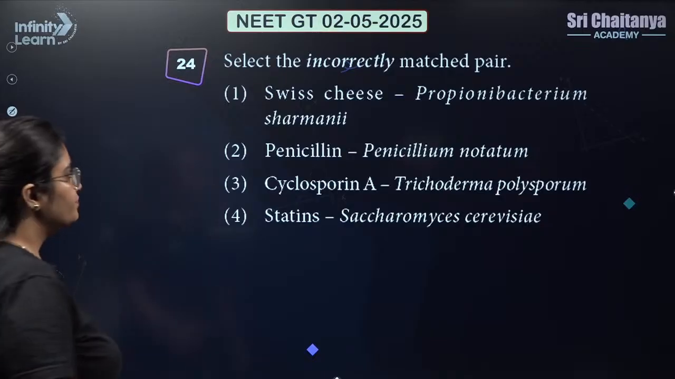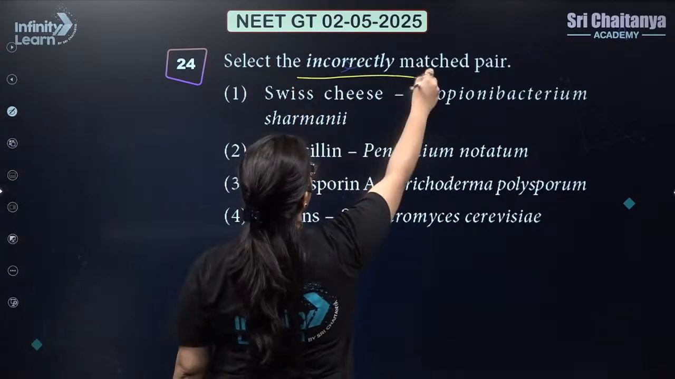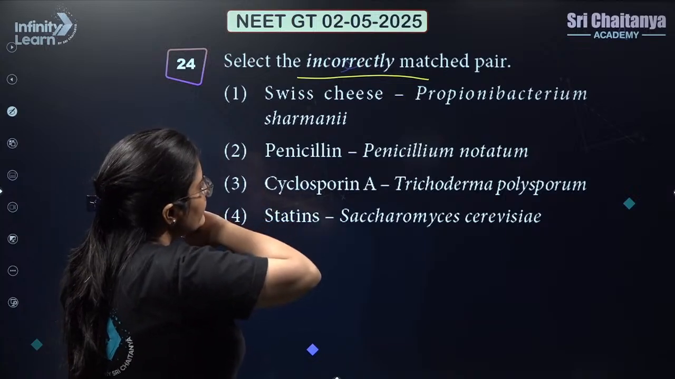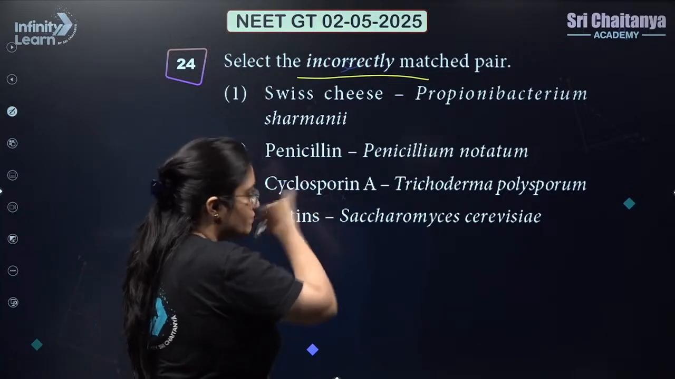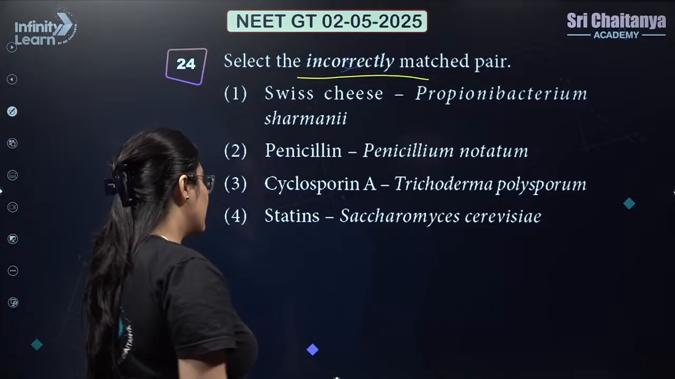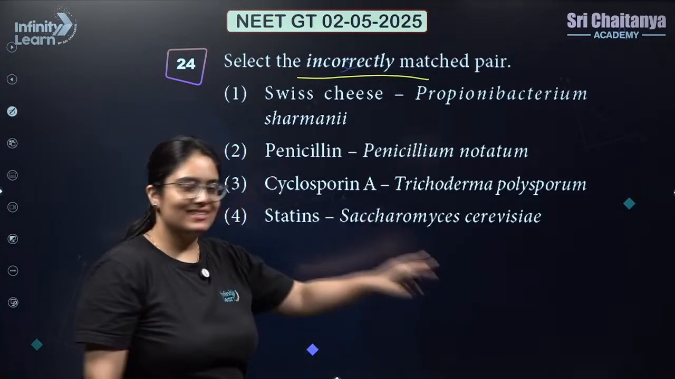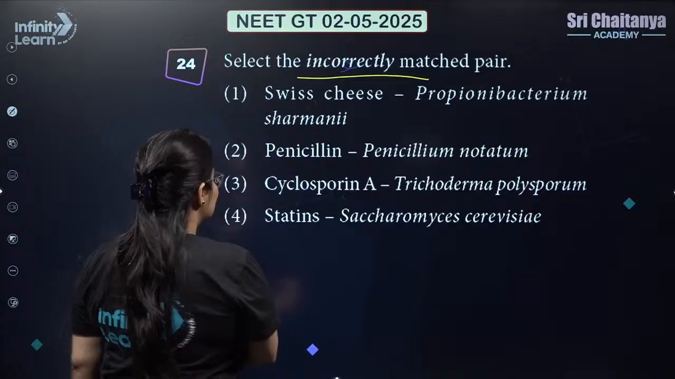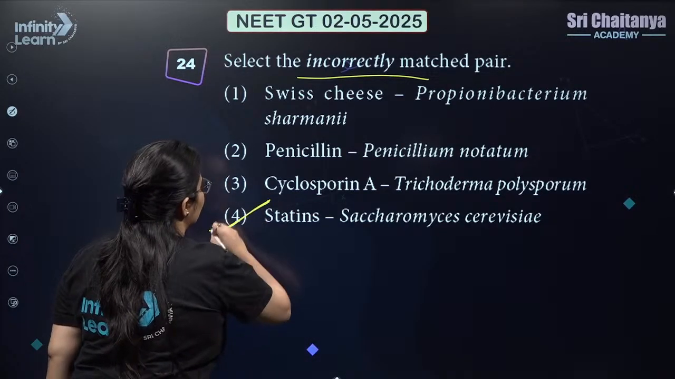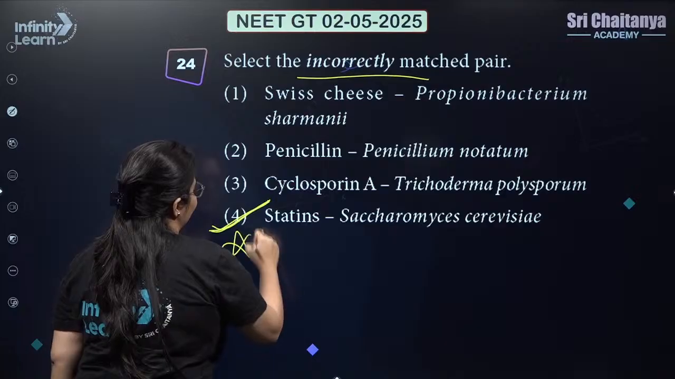Very simple. You have to find the incorrect match. Swiss cheese, Propionibacterium shermanii, correct. Penicillin, through Penicillium notatum, correct. Cyclosporin A, Trichoderma polysporum, correct. But statin through Saccharomyces cerevisiae, that is wrong. Statin is through Monascus.